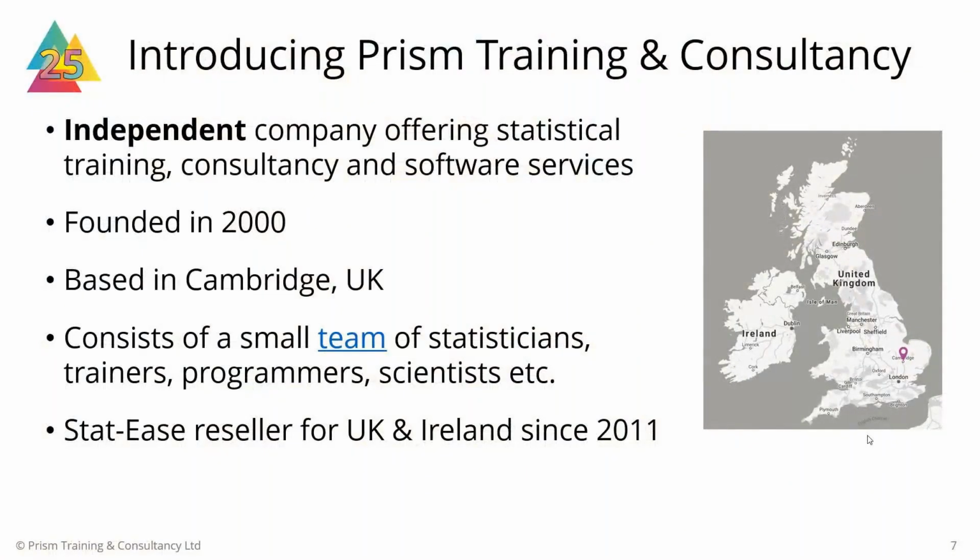So to start off with, a quick introduction about Prism Training and Consultancy. We are an independent statistical group. We're based in Cambridge in the UK. We offer statistical training, consultancy, and software sales. We're the Staties reseller for the UK and Ireland and have been for 14 years now. So we very much enjoy working with the folks at Staties.